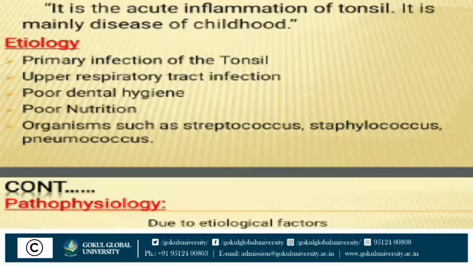Etiology, that means causes of acute tonsillitis: primary infection of the tonsils, upper respiratory tract infection, poor dental hygiene, poor nutrition, and organisms such as streptococcus, staphylococcus, and pneumococcus. Poor dental hygiene means those who do not maintain proper dental hygiene, like not using a proper toothbrush or toothpaste. Poor nutrition, we can see acute tonsillitis especially in pediatrics with conditions like anemia and calcium deficiency. Bacterial infections such as streptococcus, staphylococcus and pneumococcus may already be present in pediatrics. So these are the causes of acute tonsillitis.